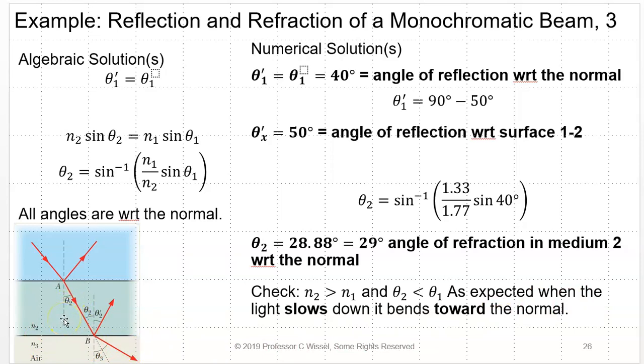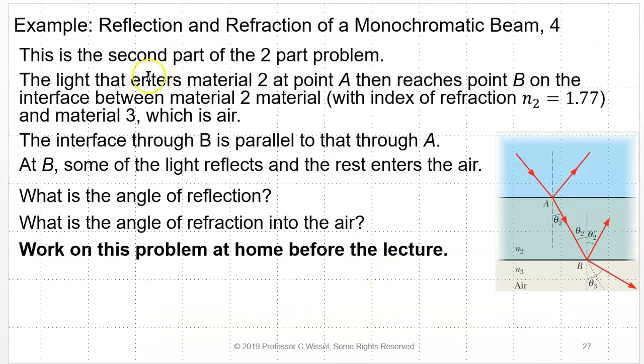And we should check this at this point. N2 is greater than N1, so theta 2 is going to be less than theta 1. And that's expected because the light is slowing down in this medium here. It's going to bend toward the normal. Okay, this is the second part.